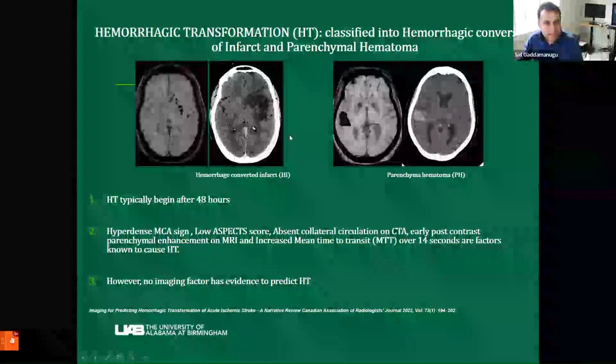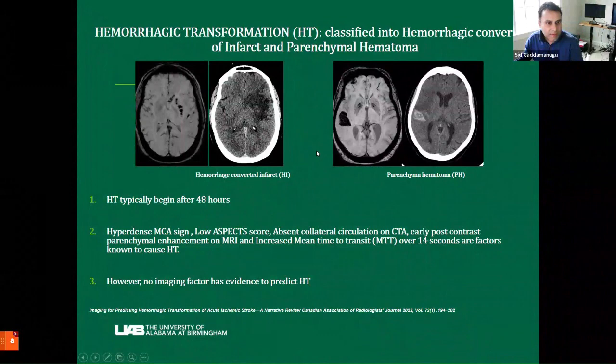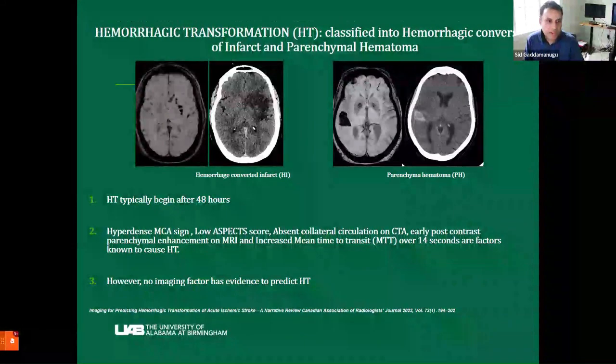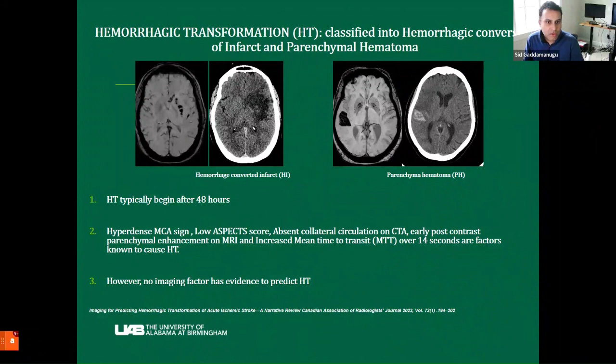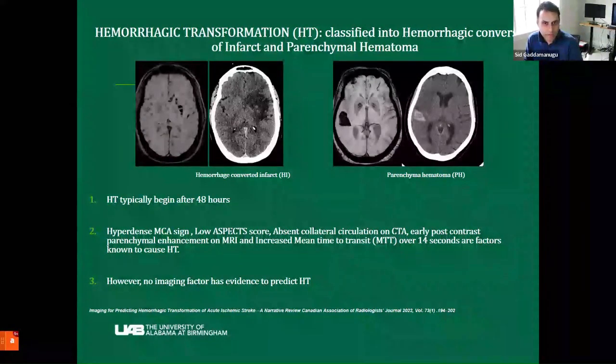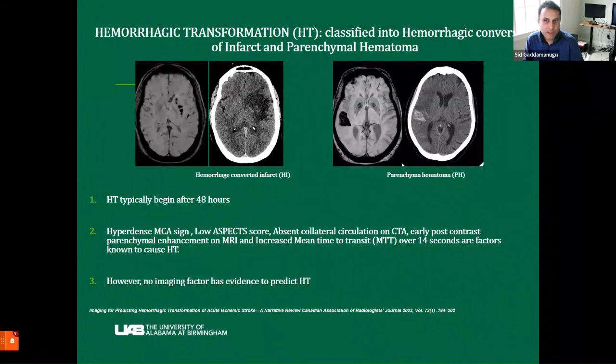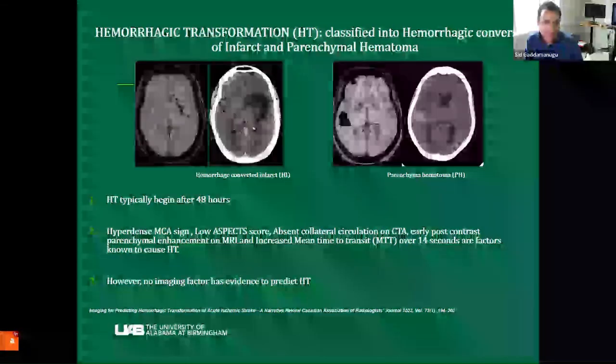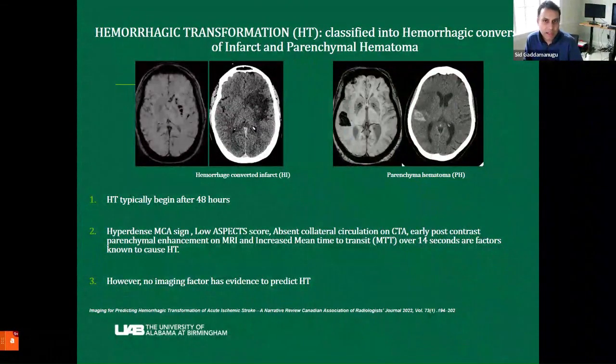Now, I feel the distinction is slightly arbitrary, but what you really want to know is that hemorrhagic transformation begins on the 3rd day. And patients with large vessel occlusion and a low ASPECT score are more likely to develop a parenchymal hematoma or hemorrhagic transformation. And you have to remember that not all patients with hemorrhagic transformation will need cessation of anticoagulant. It depends on the extent of the hemorrhage.